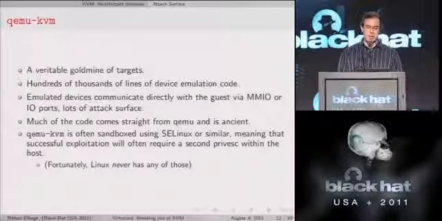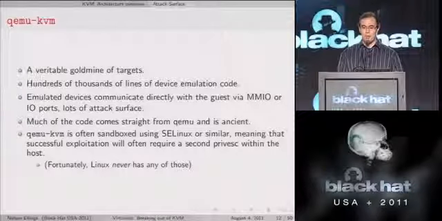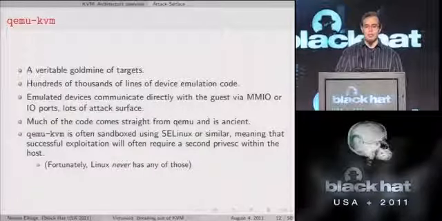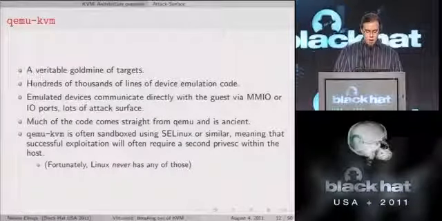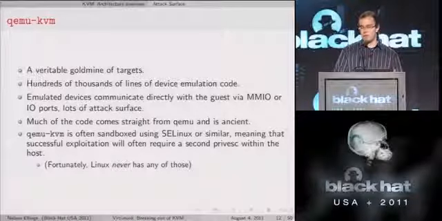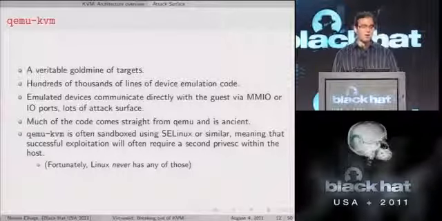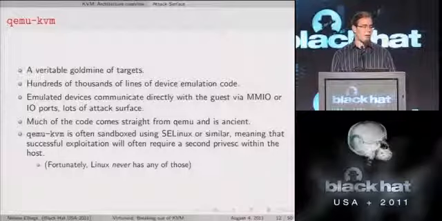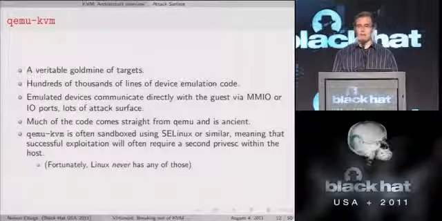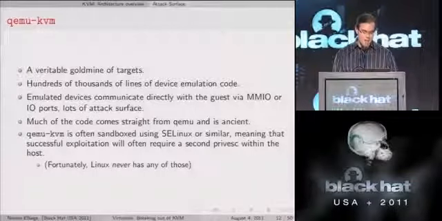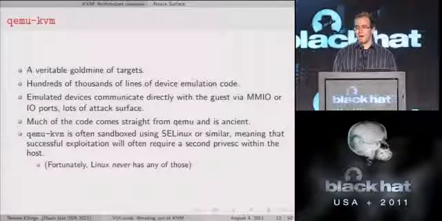And all of those emulated devices that I talked about, they interface directly with the guest. They're parsing I/O requests or memory requests from the guest. And we all know that parsing code is sort of your first place to look. One feature that is worth knowing about this is that this is a user space program, and furthermore, it's often sandboxed by SE Linux or AppArmor or something similar. And so a successful exploit against QEMU KVM will require a second privilege escalation potentially to get full access to the host. But fortunately, Linux never has privilege escalation attacks, so it's pretty much a theoretical concern. All right, and this is in fact what I'll be talking about for my attack today.